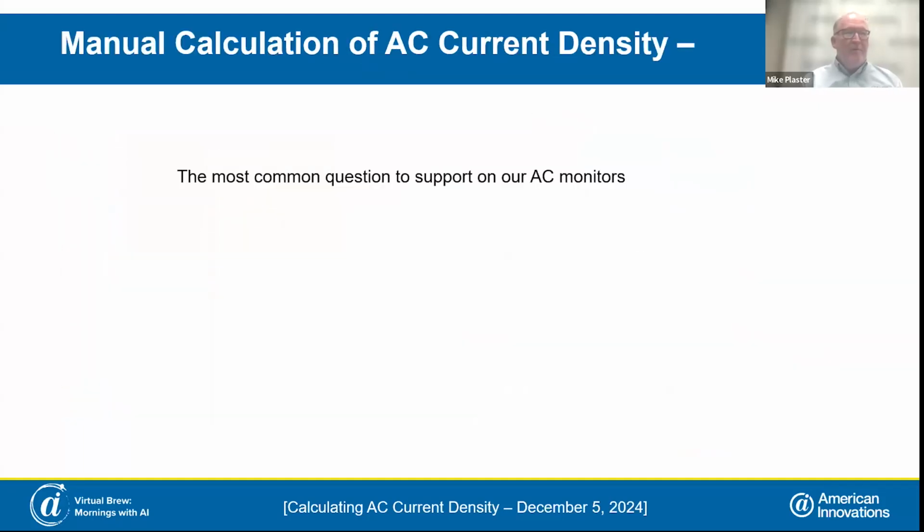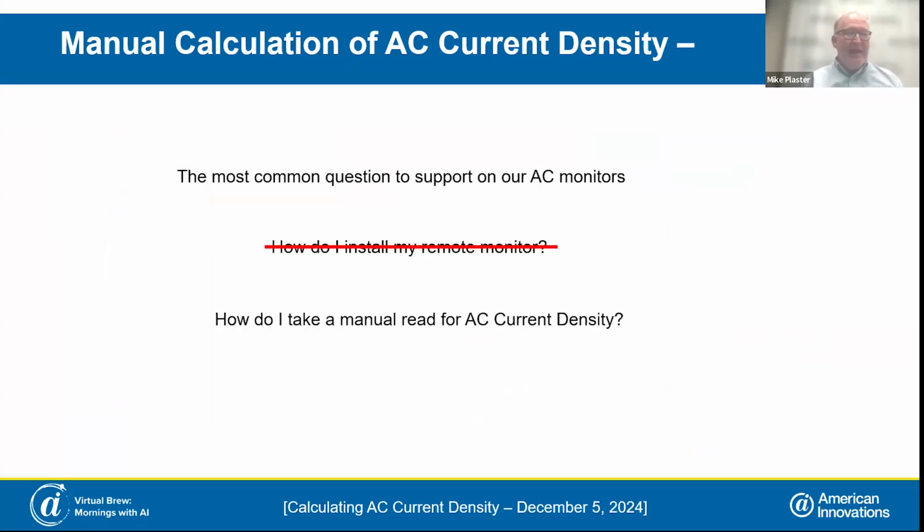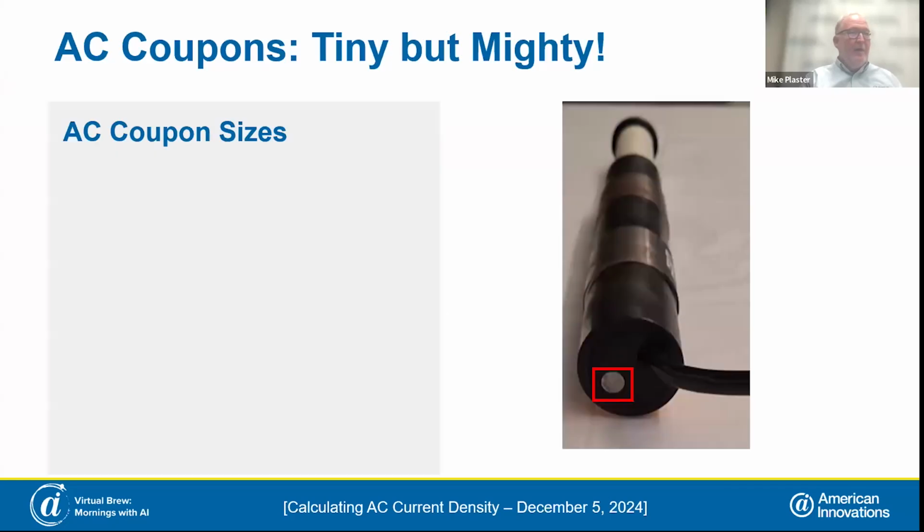Now, the most common question we get into support on our AC monitors is how do I install my remote monitor? No, that's not it. It is how do I manually read AC current density, because we've made it pretty easy to do the install of the AC monitors. The question that comes afterwards is how do I verify the readings I'm getting on the Bullhorn unit? And that's what we're here to talk about today.